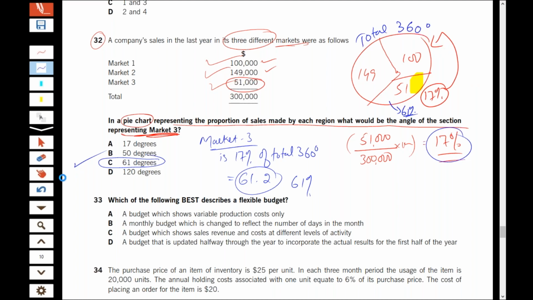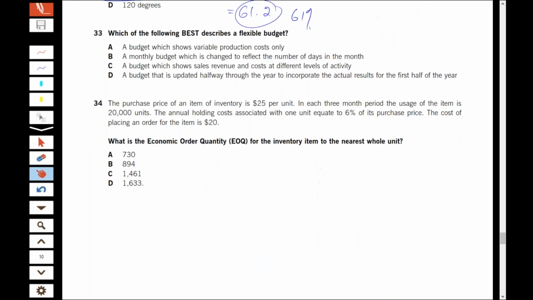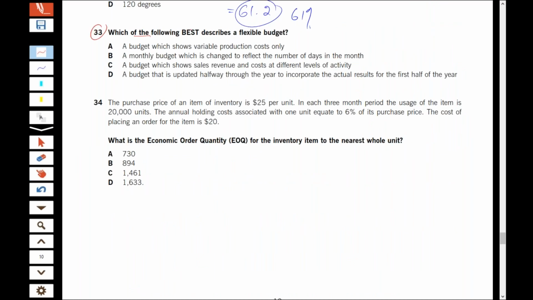Next, question number 33. Which of the following best describes a flexible budget? Yes, option C, a budget which shows sales and revenue costs at different levels of activity. That's all, it's very simple. At different levels of activity, we had covered it.